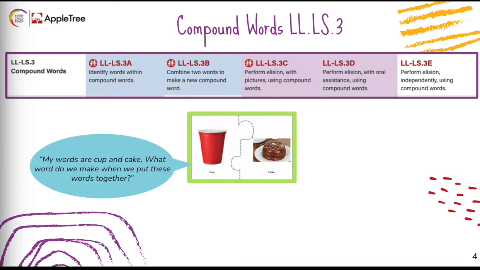After students have mastered blending compound words, they may begin to perform elision, or segment compound words with pictures and perform elision with oral assistance. For example, my word is cupcake. What is cupcake without cup? It is just cake. These are pre-K 4 essential standards. Let's take a look at this lesson.